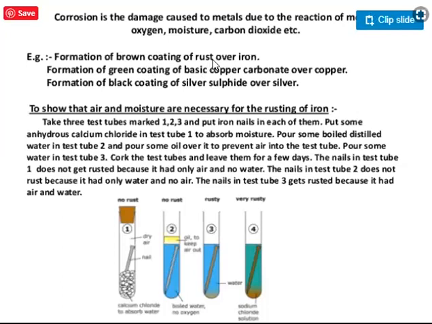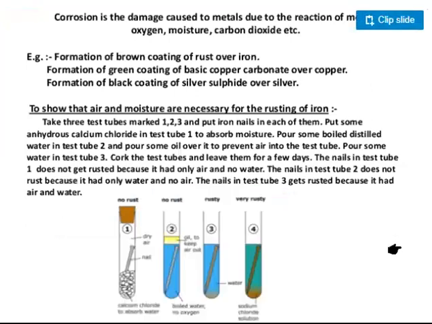If we leave iron in the open area, then you can see the brown coating of rust. That is an example of corrosion. Formation of a brown coating of rust over iron is an example of corrosion. Formation of a green coating of basic copper carbonate over copper vessels is corrosion. Formation of a black coating of silver sulfide over silver is an example of corrosion. You can show how air and moisture are necessary for the rusting of iron.